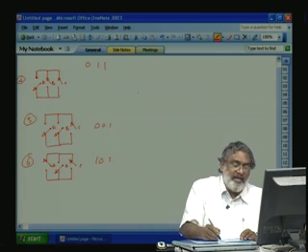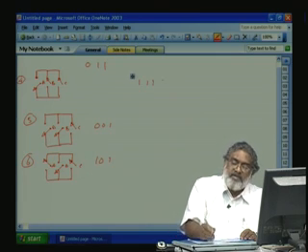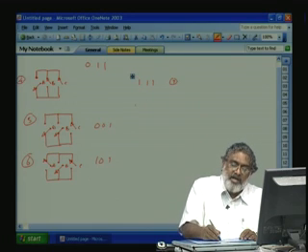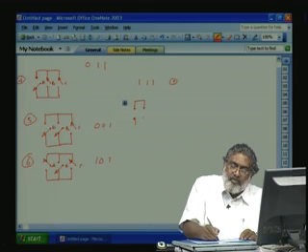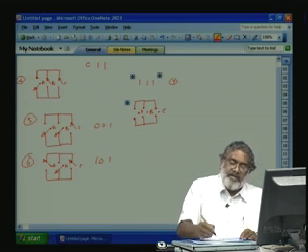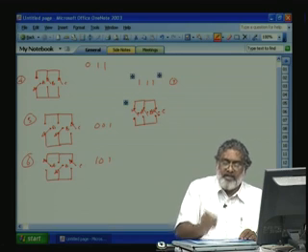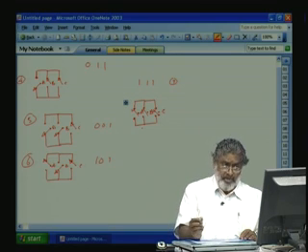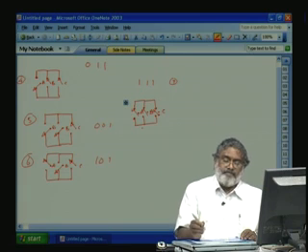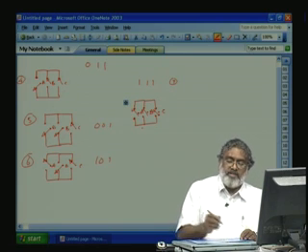7 is 111. That means all the legs, or the poles A, B, C, are shorted to the positive rail. So 111 means it is connected here, this is connected here. If you see here, all the ABC is shorted to the top rail. Okay, this is a zero state.